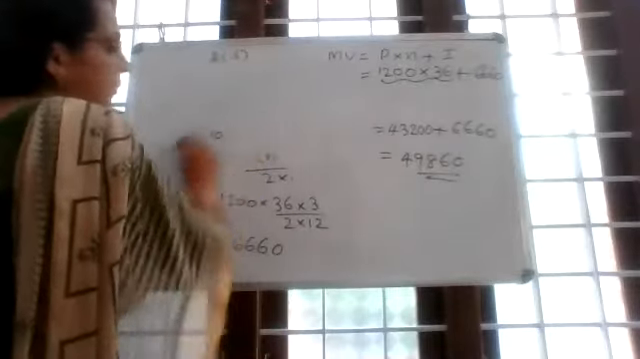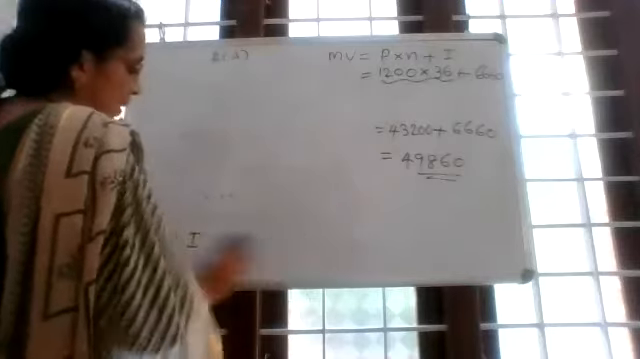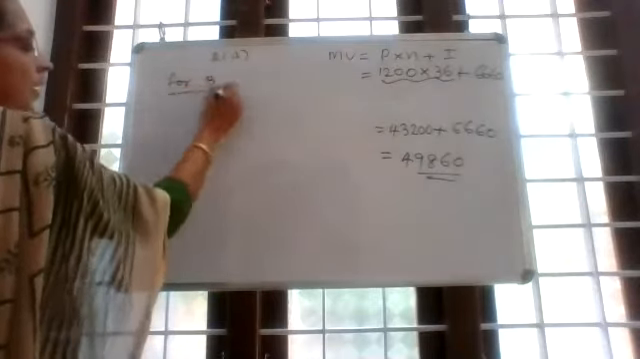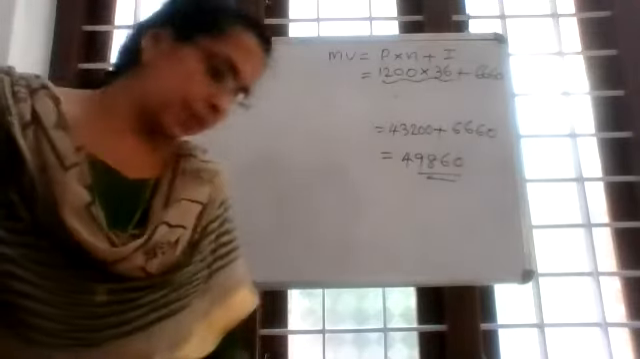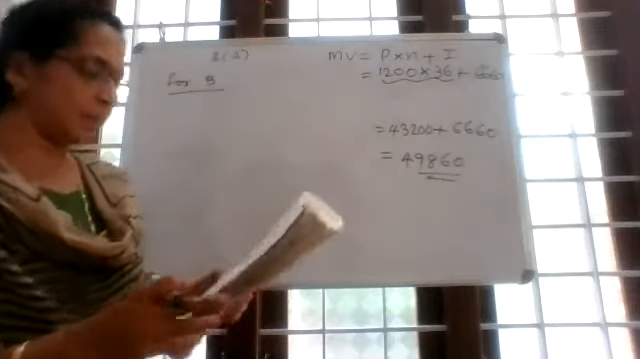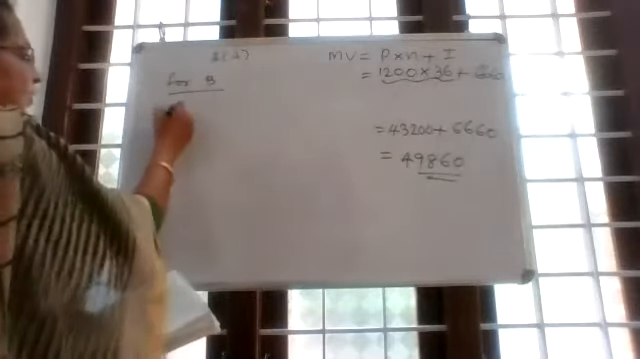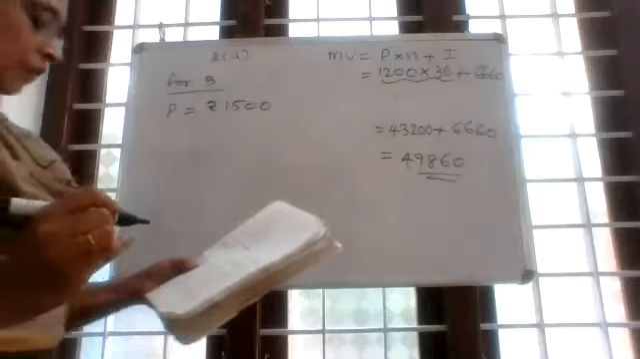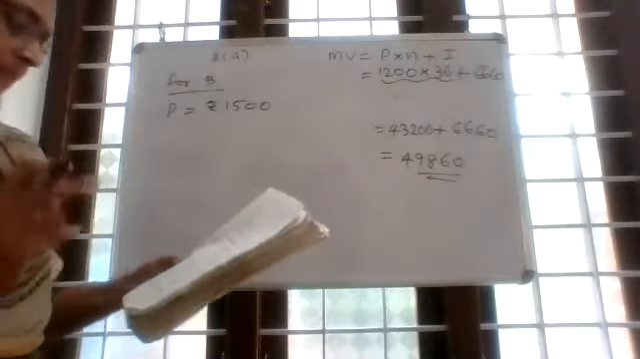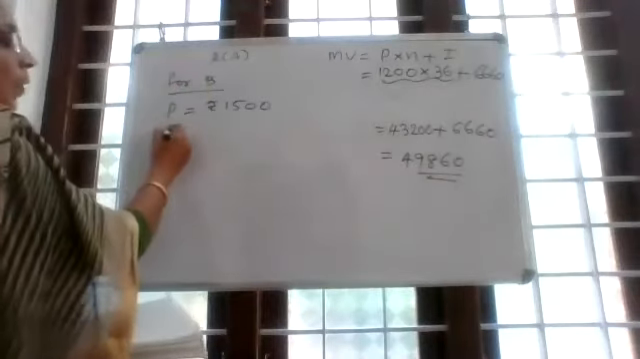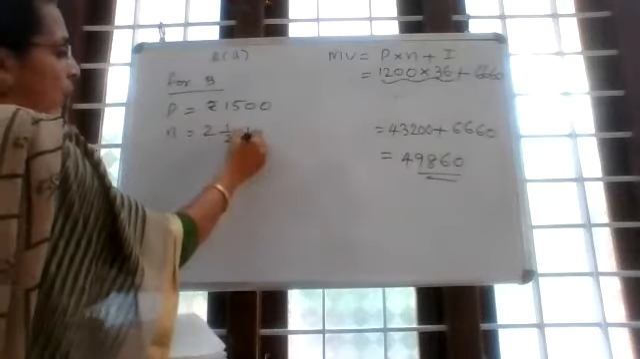The maturity value for A, we got it. Next is B. We do it the same way for B. For B, what is given? A deposited 1200 per month for 3 years and B deposited 1500 per month for 2.5 years. So P is equal to rupees 1500 and N is equal to 2 1/2 years.